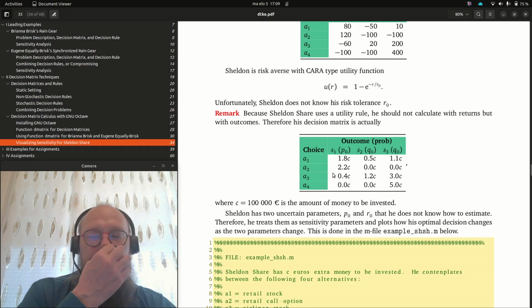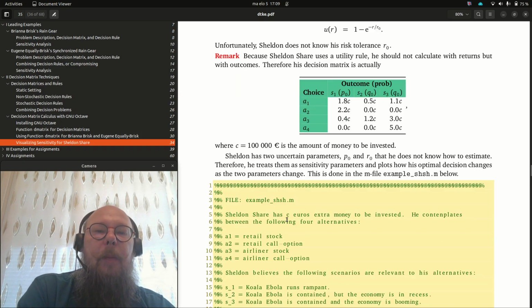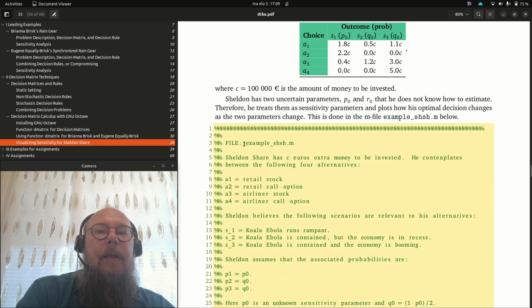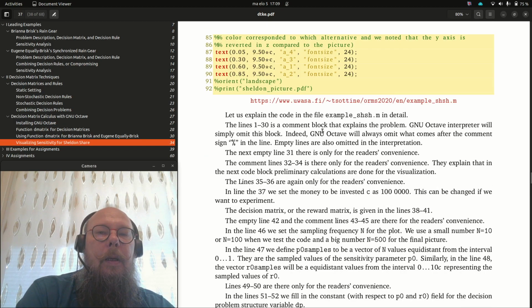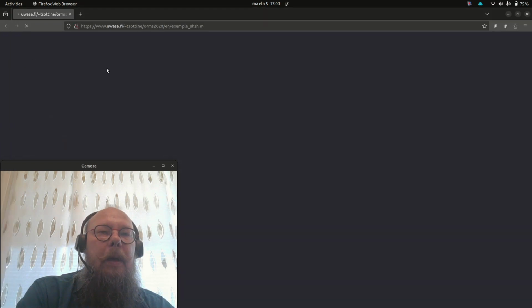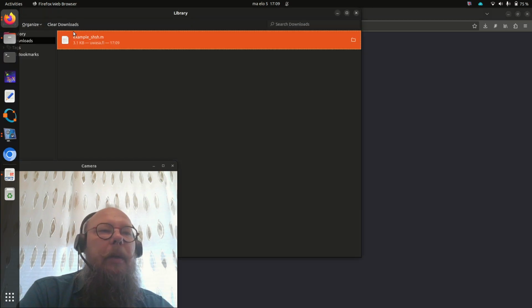All right, so let's then solve Sheldon's problem. Sheldon has two parameters, p0 and r0, and he does not want to estimate them. Instead, he treats them as sensitivity parameters and plots the outcome for different values. This is what happens in this file, example_shsh.m. And again, from here, we download this. Let's see if everything works. It was a bit slow, but yes, it downloaded.